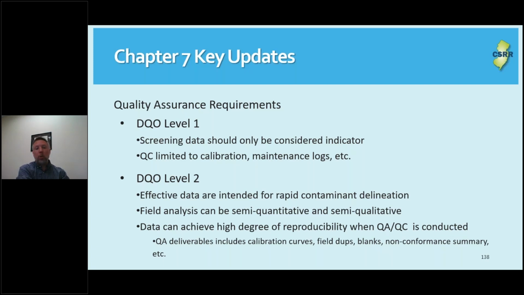On the DQO level 2, the effective data are intended for rapid delineation. You can use the field analysis to generate semi-quantitative or semi-qualitative results, and then you can achieve a high degree of reproducibility where you collect your field analysis and then verify a handful with actual laboratory analytical data. And then you can create an overall understanding of the confidence in the sampling methodology with your field characterization tools and verified by the field instrumentation with analytical results.